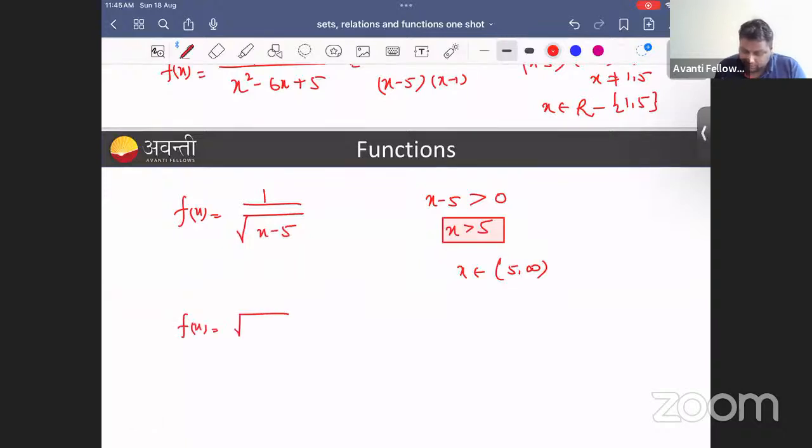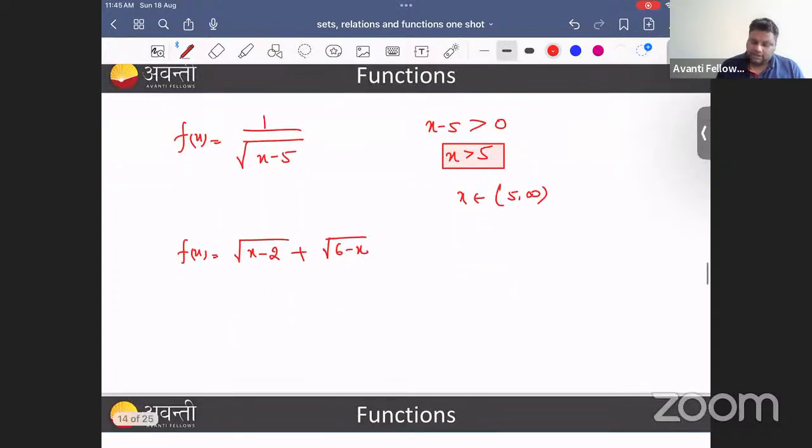Now see another question. f(x) is under root of x minus 2 plus under root of 6 minus x. Now, see, this x minus 2 should be more than or equal to 0, means x should be greater than or equal to 2. Simultaneously, this 6 minus x should be greater than or equal to 0, means x should be less than or equal to 6.